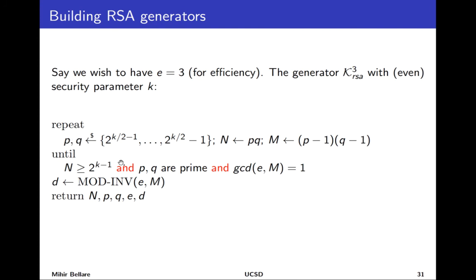So we stop if p and q are indeed prime, which we know how to test, and if the GCD of e and M, where e is just 3 here, is 1, which says that e belongs to Z star phi of n, as we like. And this makes sure that the bit length of n is indeed k. Once we get this, we need the decryption exponent, which we get by the modular inverse algorithm as per the prior slide, applied to e and phi of n. That gives us all our 5 quantities and we can return them. Again, there are many other choices of such generators.